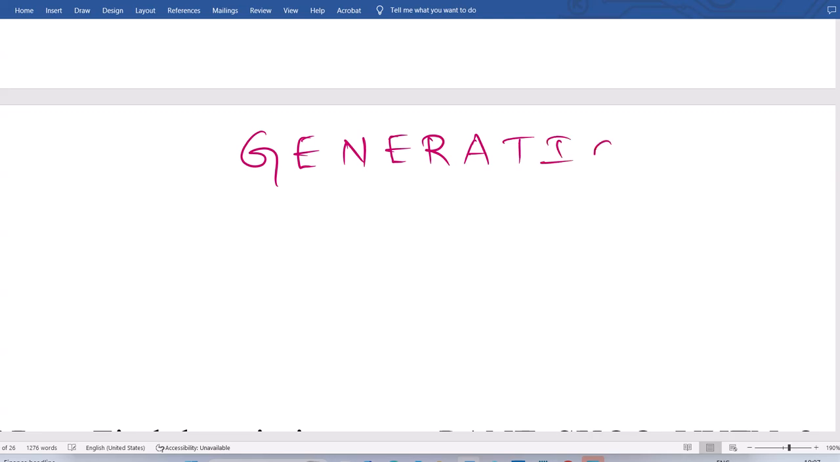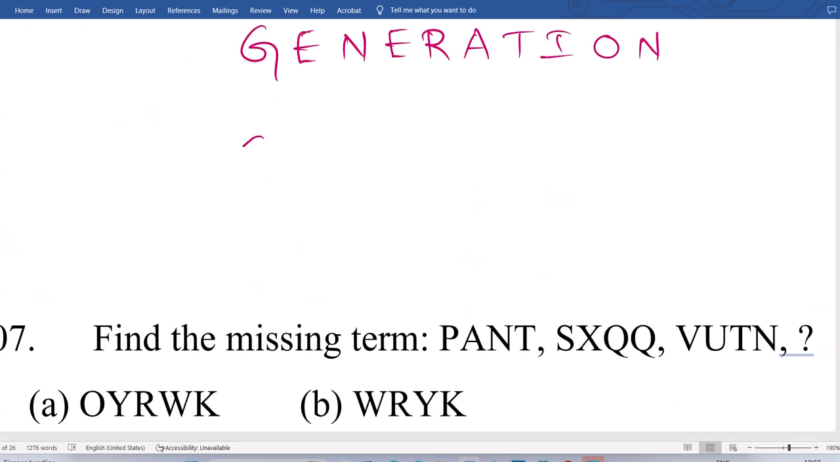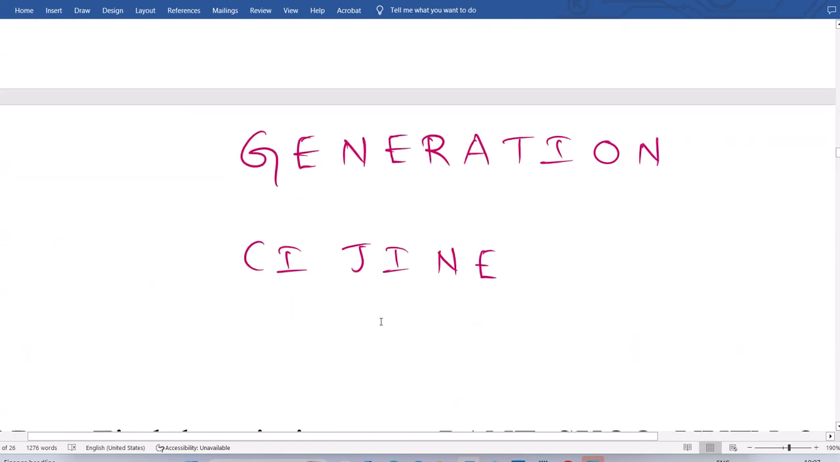So here the question is: Generation is coded as what? CIJI, NE, then PMKR. Right, perfect.